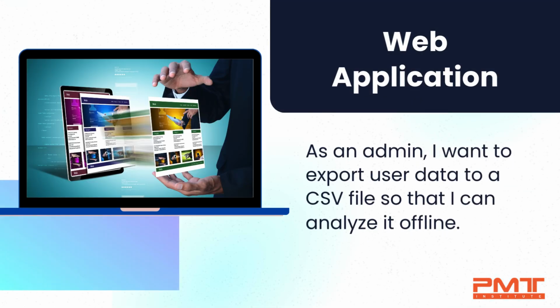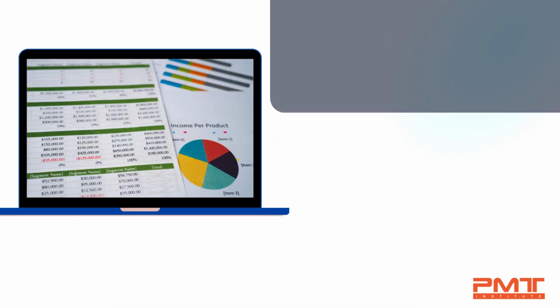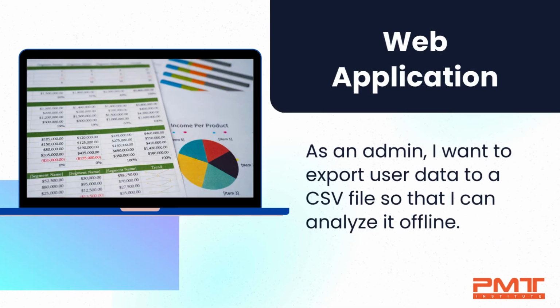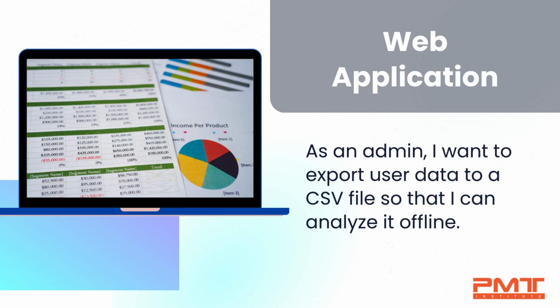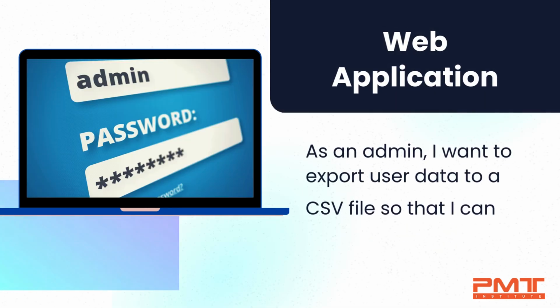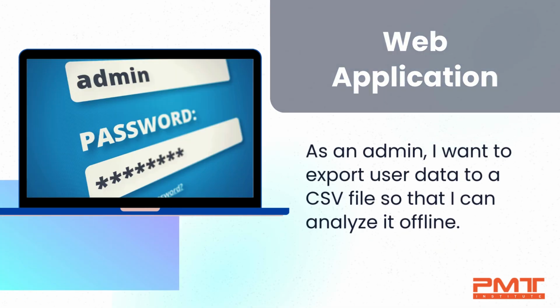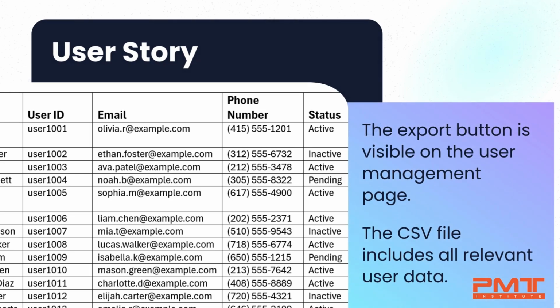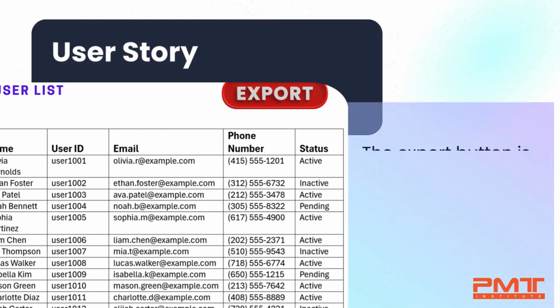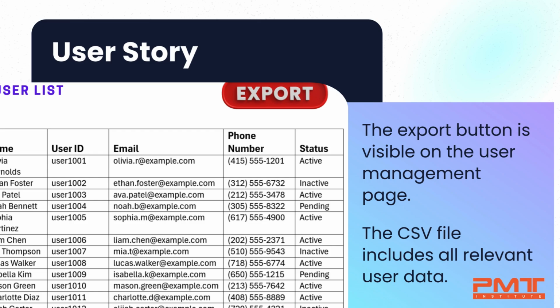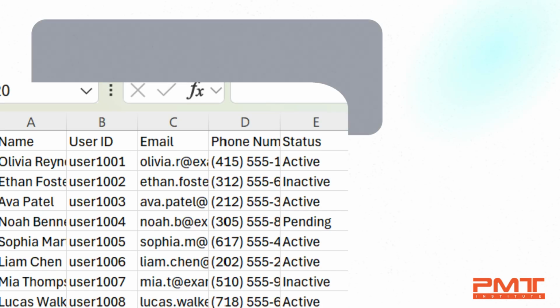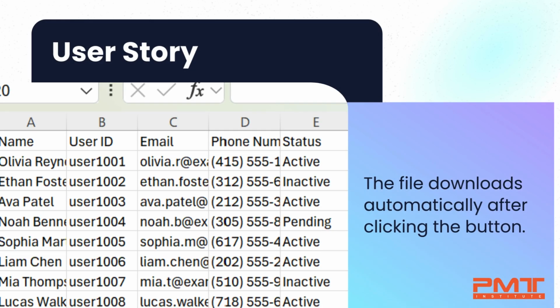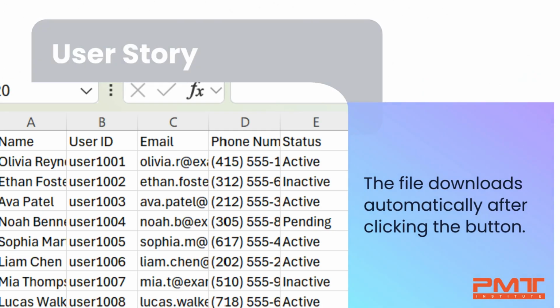Finally, here's an example from an internal tool. The user story states, "As an admin, I want to export user data to a CSV file so that I can analyze it offline." The acceptance criteria include: the export button is visible on the user management page. The CSV file includes all relevant user data. The file downloads automatically after clicking the button. This story simplifies complex tasks, making life easier for administrators.